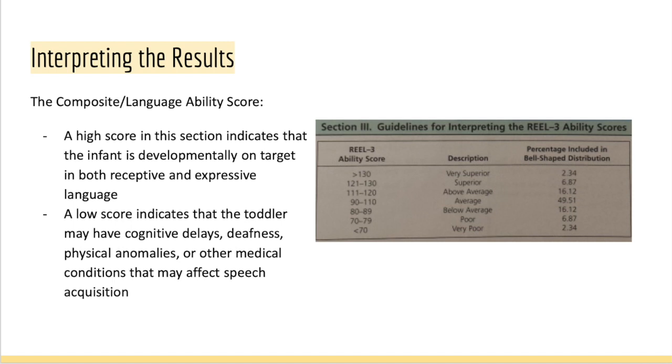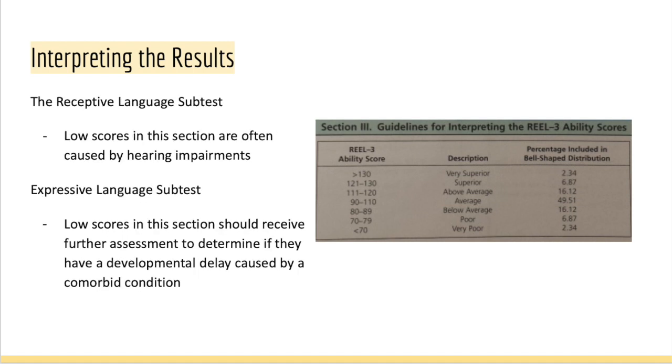Interpreting the composite language ability score, there is a positive correlation between the score and developmental level. A child scoring high in this section indicates that the infant is developmentally on target in both receptive and expressive language. And on the other side, a toddler scoring low in this section indicates that they may have congenital delays, deafness, physical anomalies, or other medical conditions that may affect speech acquisition.